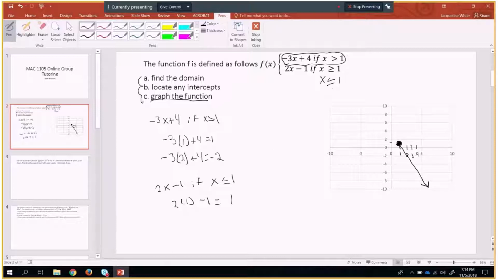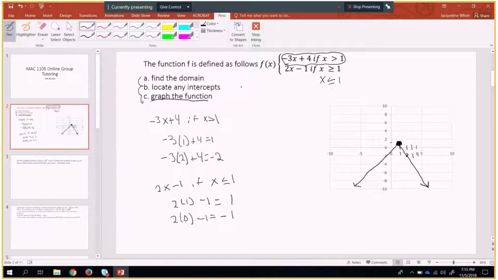And then we plug in points that are to the left, because it says if x is less than or equal to 1. So let's plug in 0. If we plug in 0, we get 2 times 0 minus 1, which is equal to -1. So at 0, that's equal to -1. And then we can make the graph look something like that. Again, it's just a rough sketch. We don't need to be all artsy over here.